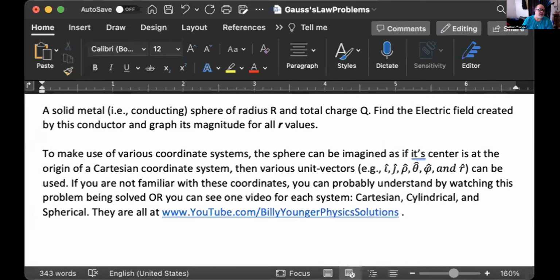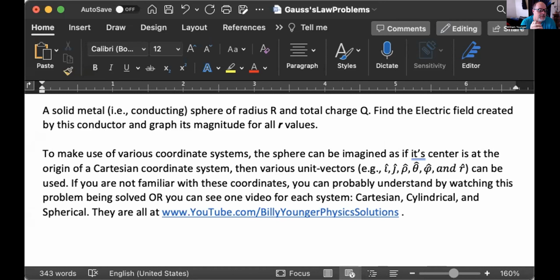Okay, you see a solid metal, i.e. a conducting sphere of radius r and total charge q. In other words, when a textbook author or teacher does something like that, you can assume you know r and q unless he or she explicitly later asks for r or q. So right now we're going on the assumption that we know r and q, and I am asked to find the electric field created by this conductor and graph its magnitude for all r values.